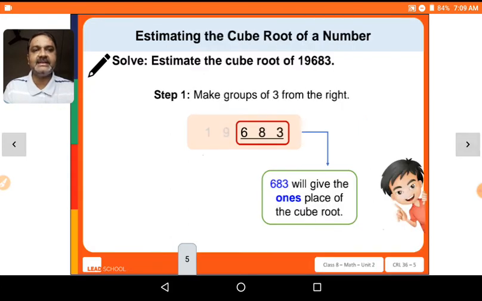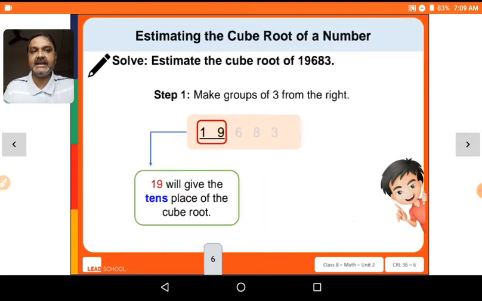Now the second step: in step number 1, we made groups of 3 from the right. 6, 8, 3 will give the ones place of the cube root. You can see that the ones place comes from 6, 8, 3, and we will call that the cube root's ones place. So obviously we have to go for 6, 8, 3. The ones place is there. Now we go for step number 1 again. The second group, which has 2 digits, is 19.